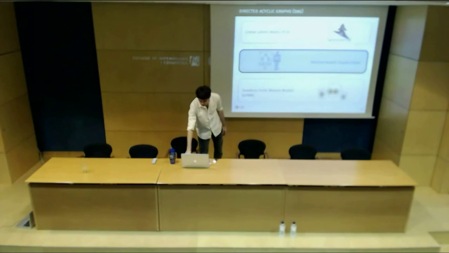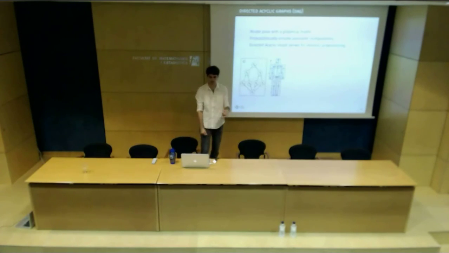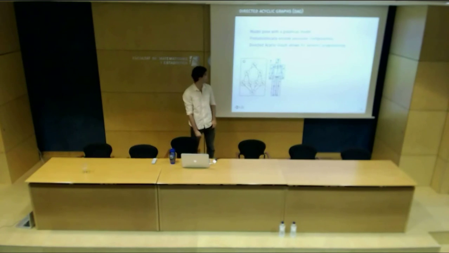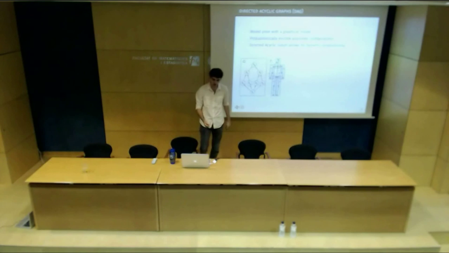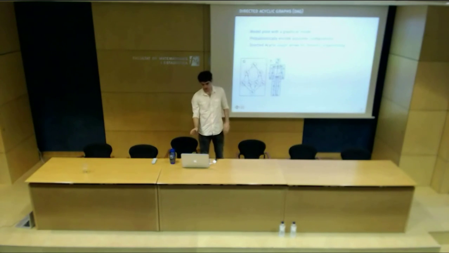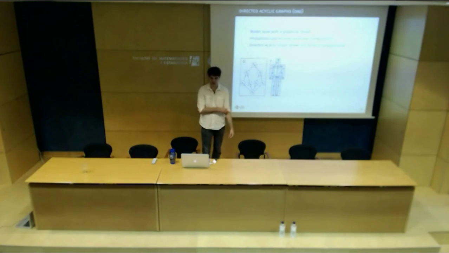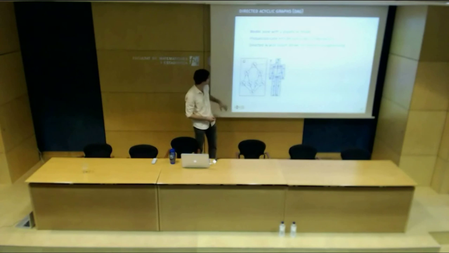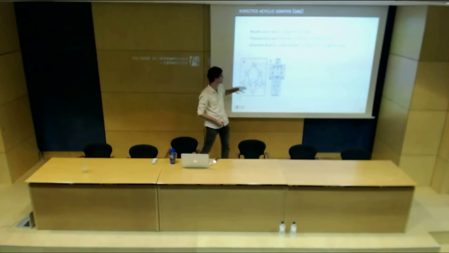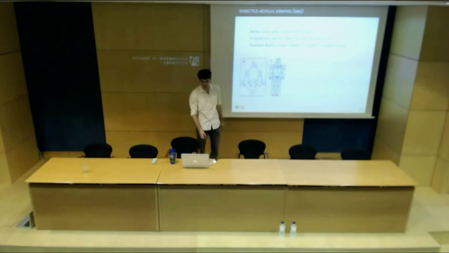So in order to tackle this, we presented a directed acyclic graph model. Here the idea is to model the pose with a graphical model. And this is a probabilistic graphical model, so you're encoding directly the plausible configurations. Additionally, since this graphical model is a directed acyclic graph, we can actually use dynamic programming to do inference very efficiently. So basically, you have a set of latent nodes here on the left, and some of the nodes correspond to different groups of joints in the body.